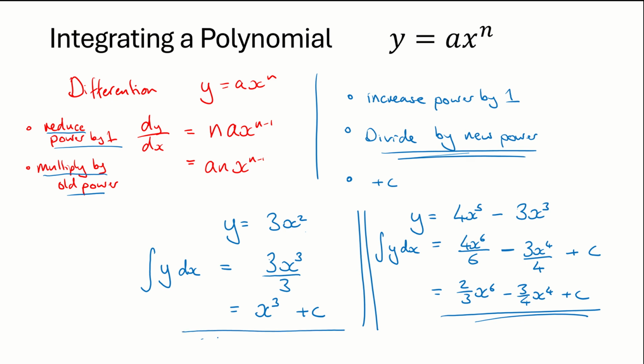So again, a very brief introduction to how we integrate a polynomial. Now, just like before, we don't have to stick with y's and x's. They could be velocities and times, accelerations and times, forces and distances. So all of these letters, all the variables, the y's and x's, could actually have different names.